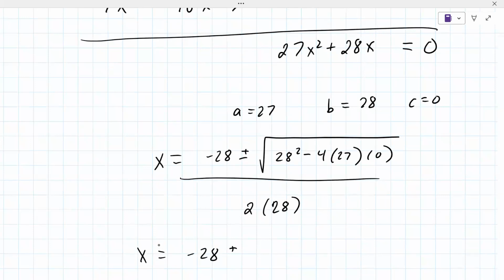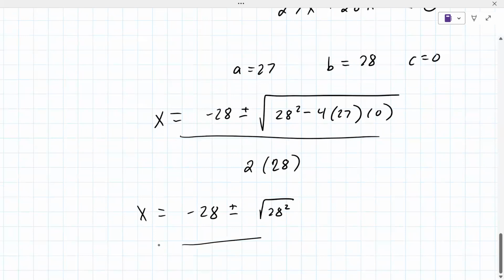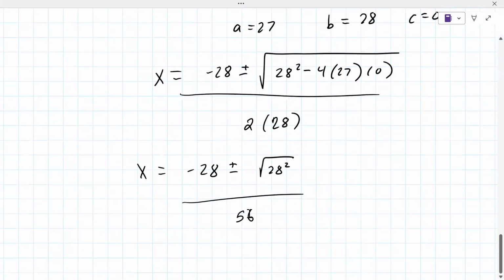It's just weird. It's like doing something that you would never do. I don't have a good example, but anyway, this ends up being minus 28 plus or minus 28 over 56. Oh, sorry, it's 27. Sorry, 27. I got the wrong number there.